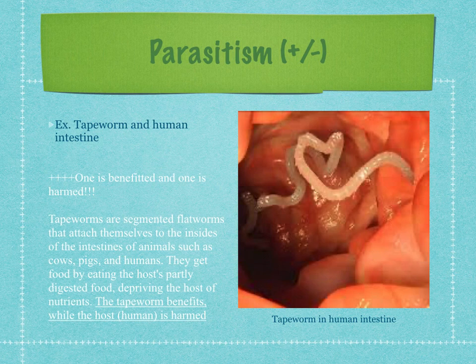This image that you see is a tapeworm in a human intestine. And this is just one example of parasitism that you can see in nature. You can find several others.